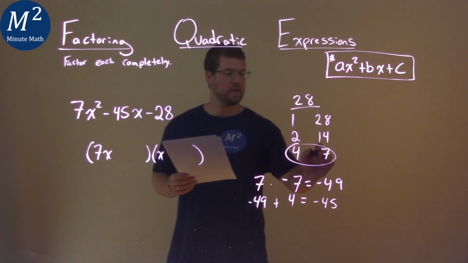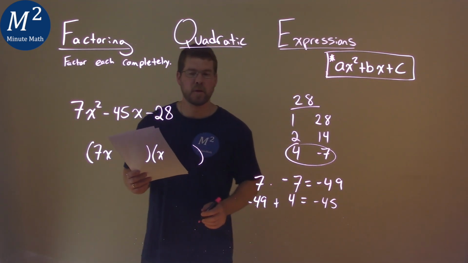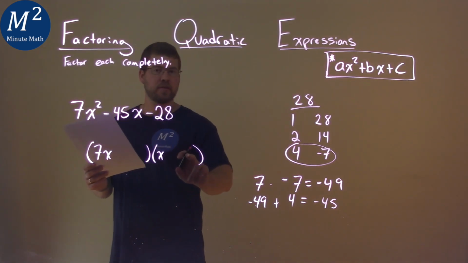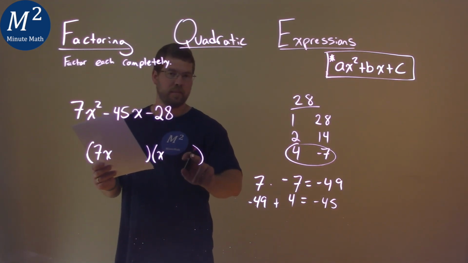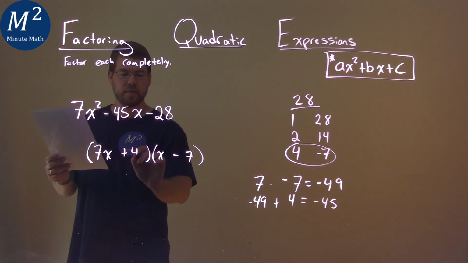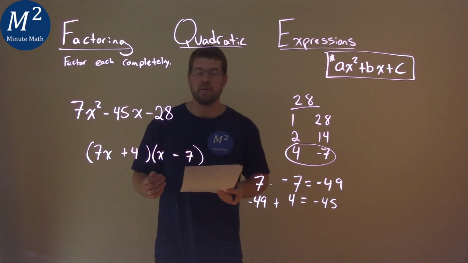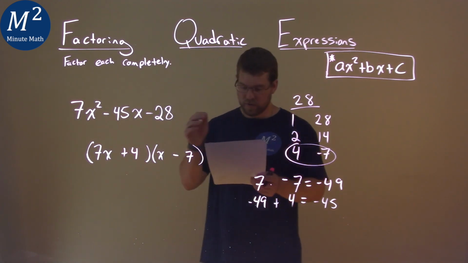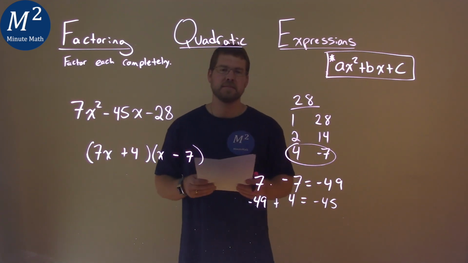So the pair here has a negative on that 7 here. And so we want to make sure it's on this side where this 7 would multiply by this one. So we put a minus 7 here. We put a positive 4 here. And now we've actually factored this. Our final answer is 7x plus 4 times x minus 7.